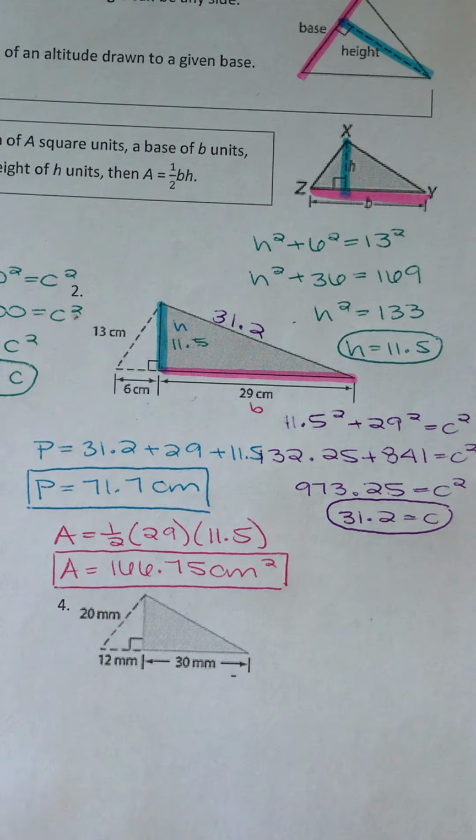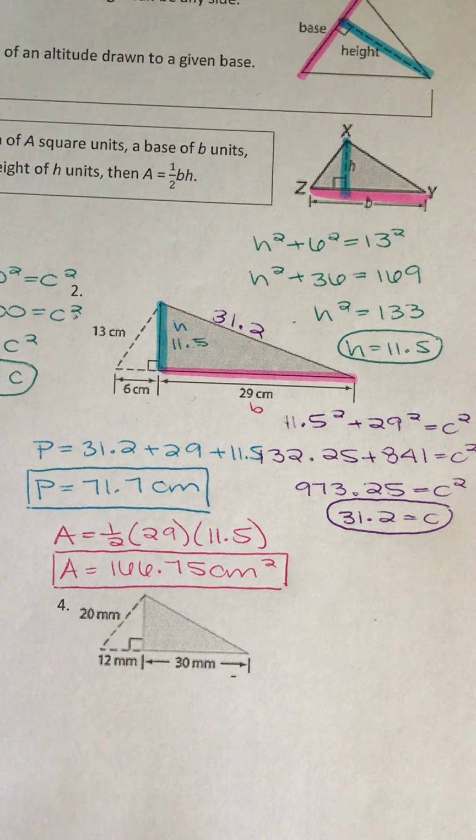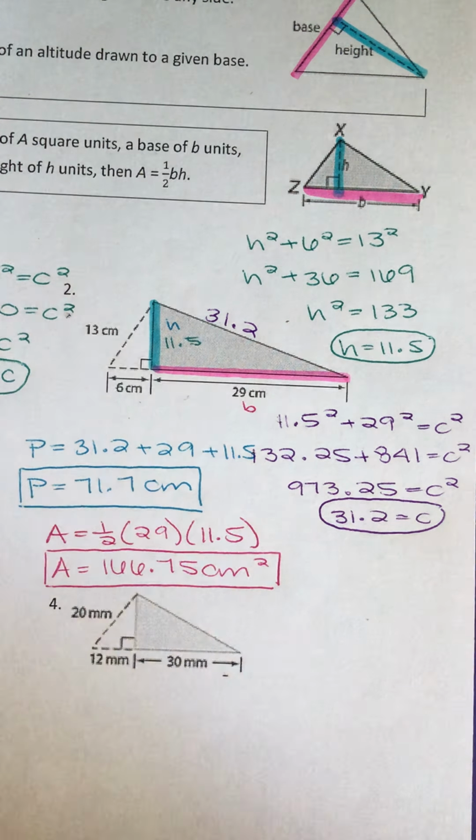The biggest error I think I see is people forgetting that 1/2 when they go from parallelograms to triangles. So make sure you remember your formulas. You get to use that orange sheet. Let me give you a minute to write that down.